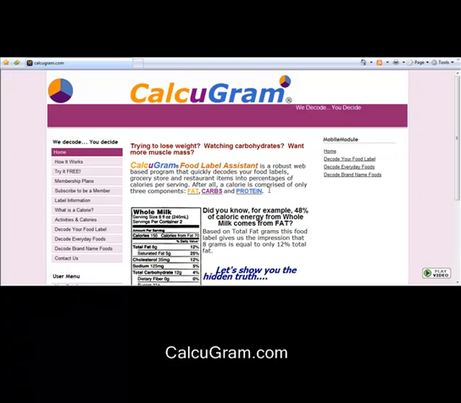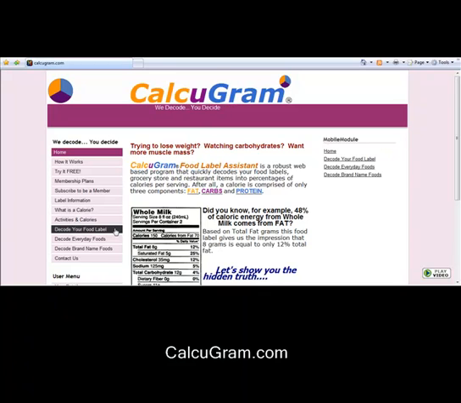So therefore, those jumbled up food labels that we all read, we take a look at those, and at least I do, and they are very confusing. I don't know if I'm eating high fat or low fat, etc. So therefore, Calcugram. Alright, here's where we begin.